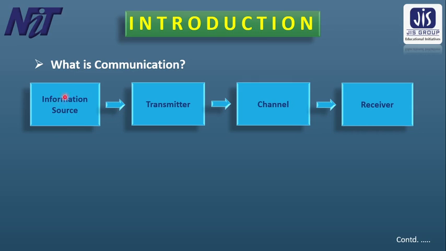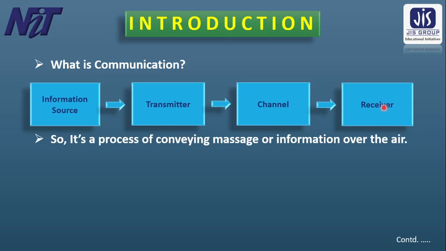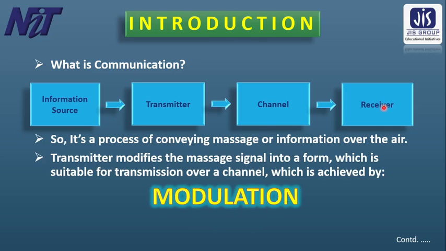First we have to take the signal from the information source and process it with a transmitter with a carrier signal, feeding it to a channel, and then transmit it so the receiver can receive it through the channel. So it is a process of conveying a message or information over the air, and the transmitter modifies the message signal into a form suitable for transmission over a channel, which is achieved by modulation.